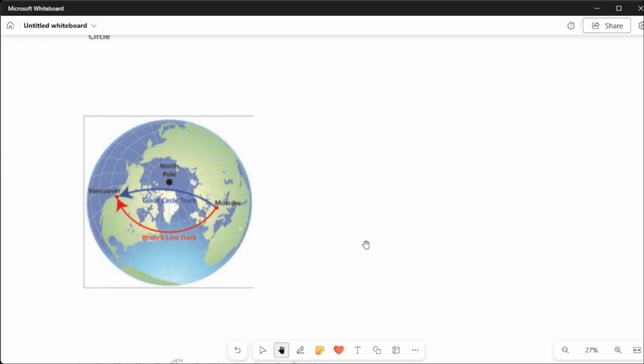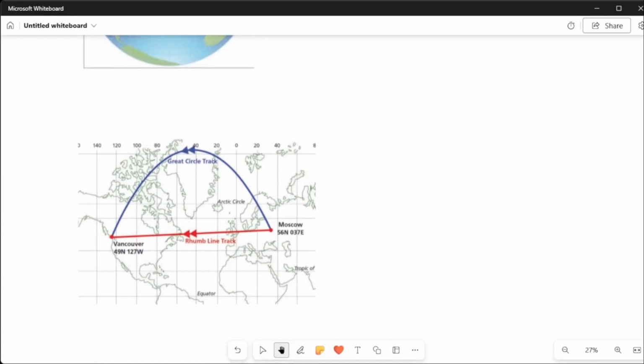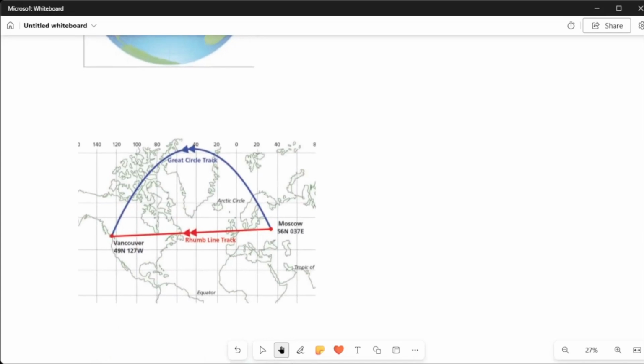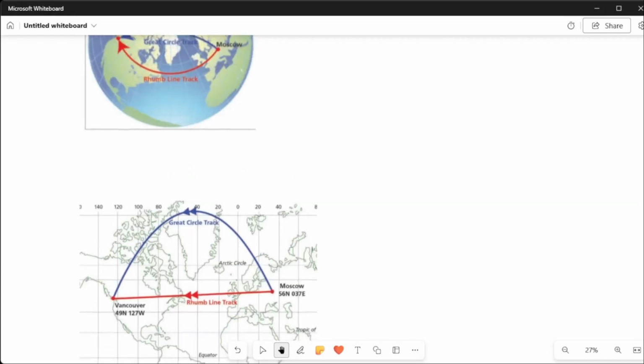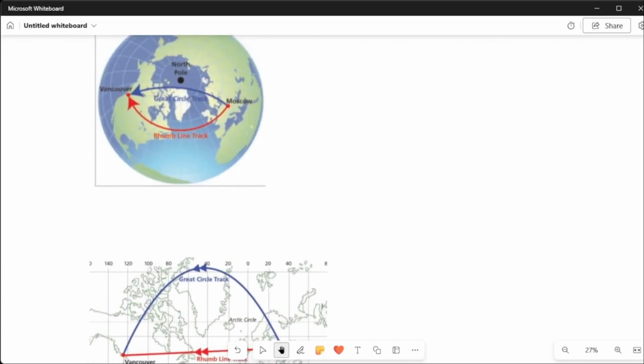If we look at this illustration now, this is a chart which shows the distance or the track between Moscow and Vancouver. The red line is the rhumb line track, which on the chart appears as a straight line since it is of constant direction. However, on the globe, it is a curved line and covers more distance.